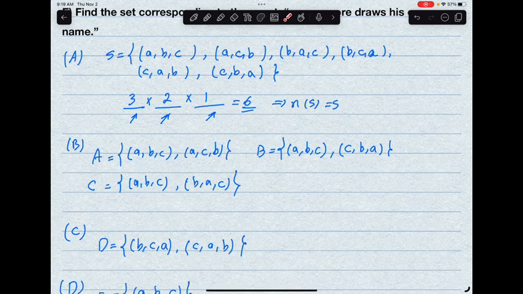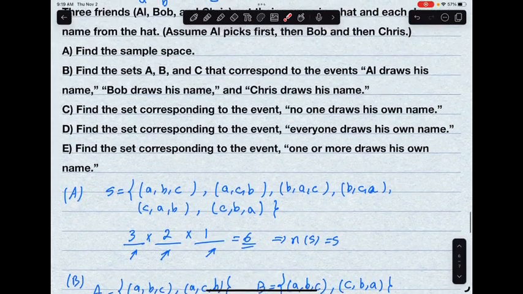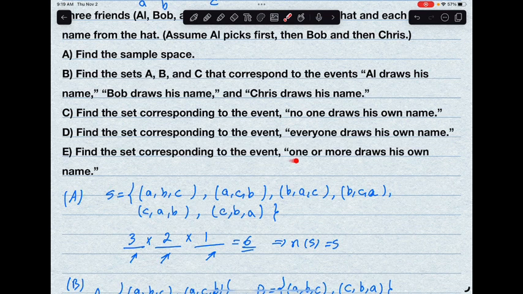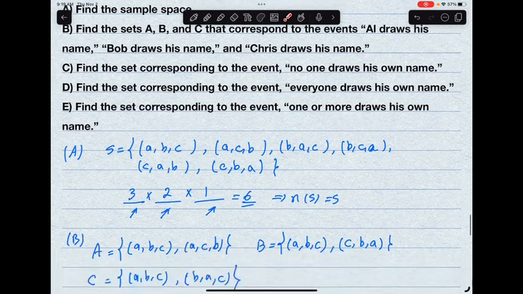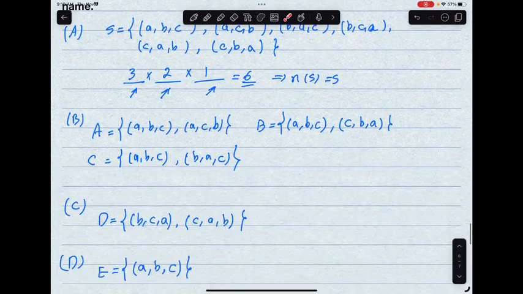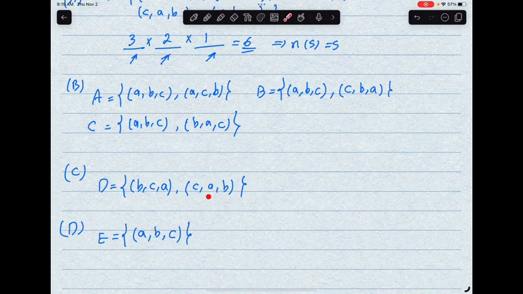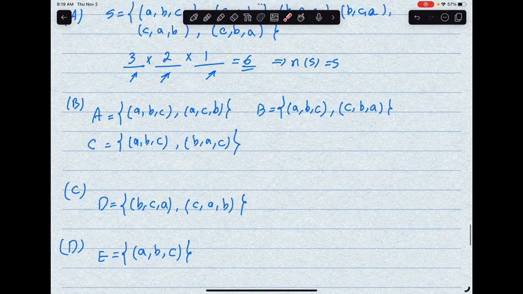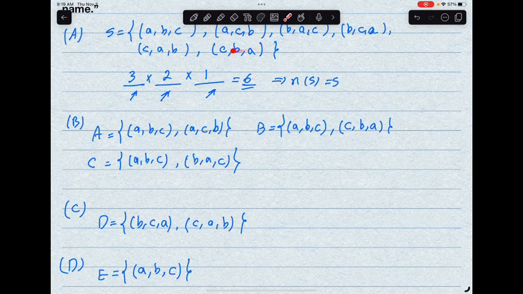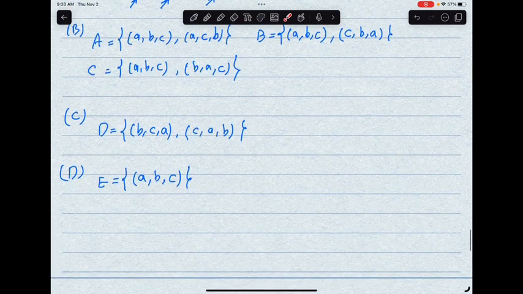So if you look at this, part E is actually the complement of part C. Part C says no one draws his own name, but part E says one or more draws his own name. That means these two are complements of each other. So you already have the answer for part C, which is these two, and you subtract this set from the sample space. It will give you the solution for part E of the question.